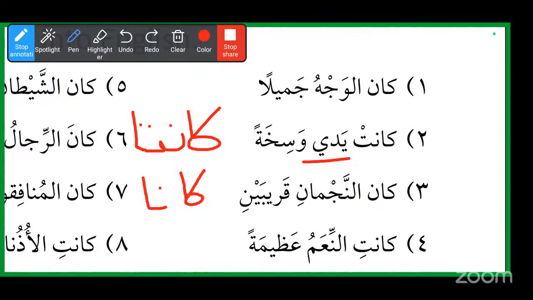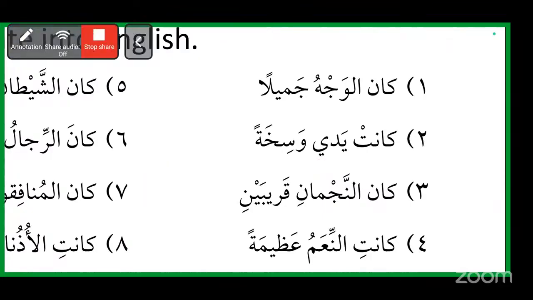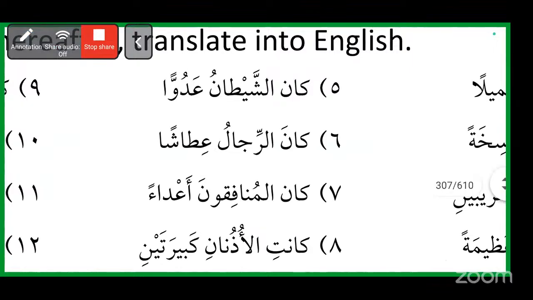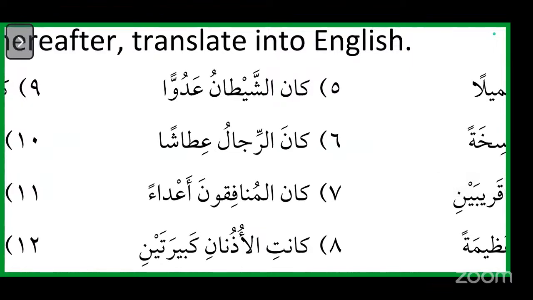كانت النعم عظيمة. So I have to change into كانت. Same كانت. نعم كانت عظيمة. It was great. Correct. Next one. كان شيطان عدوا. Shaitan was an enemy. So كان هو عدوا. He was an enemy. Or you can just say كان عدوا. That's also correct.